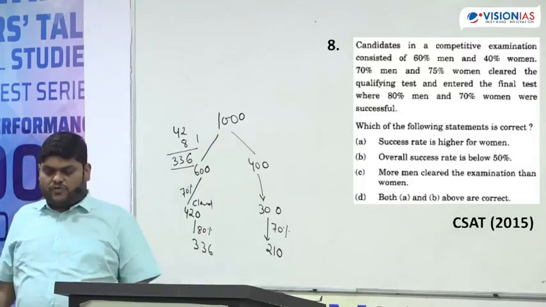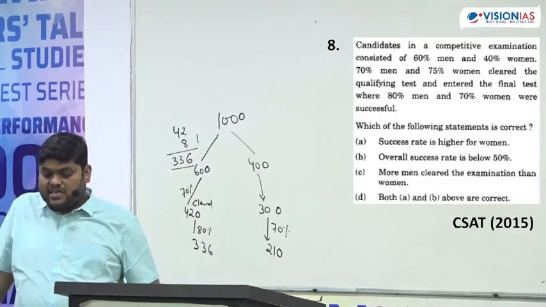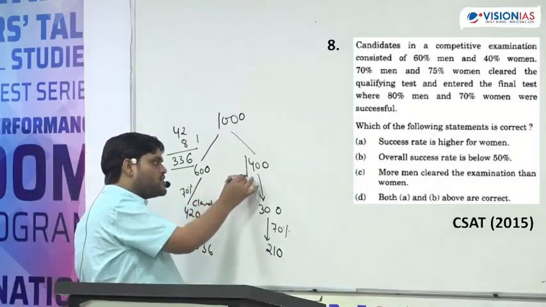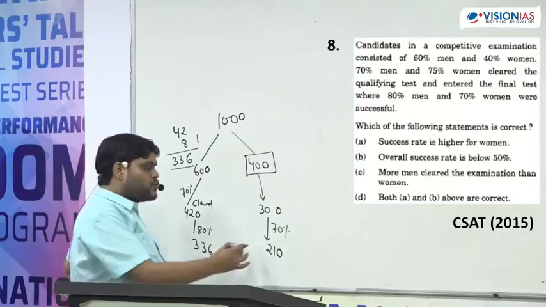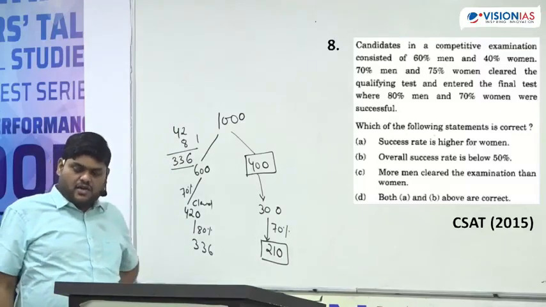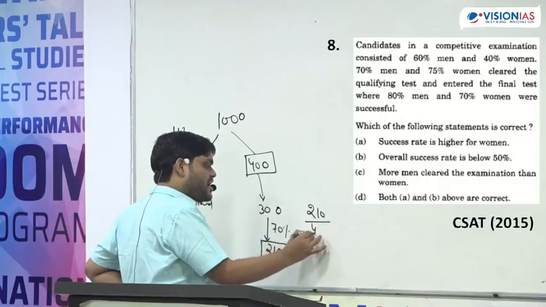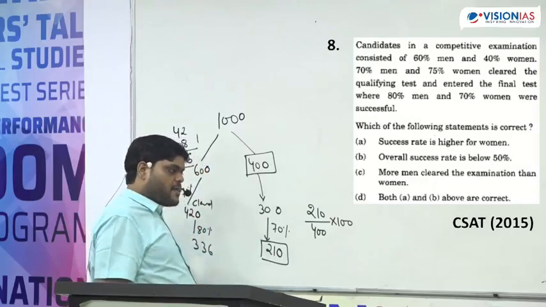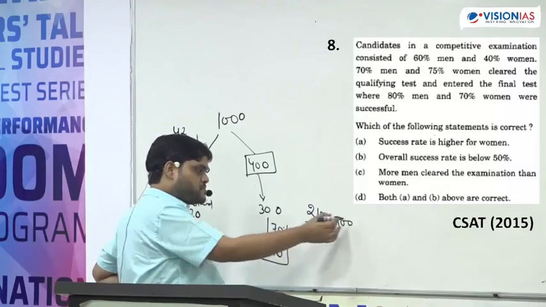Okay, now we will move to the question. Which of the following statements is correct? Success rate is higher for women. So see, out of total 400, 210 women have finally cleared. So what is the success rate? Success rate is 210 upon 400 into 100. This is the total number who have cleared, and this is total women.